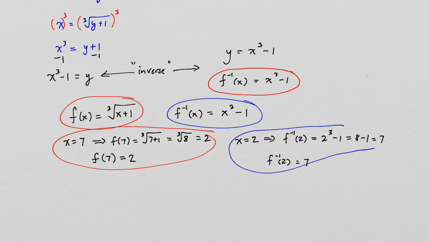And that is exactly what should happen, right? So look at what the inverse did. The original function takes the number 7 and gives you the number 2. The inverse function takes the number 2 and gives you the number 7. So it inverses or inverts the roles of x and y.